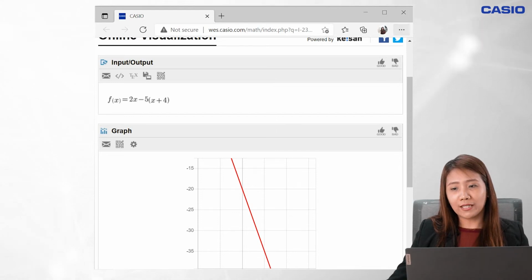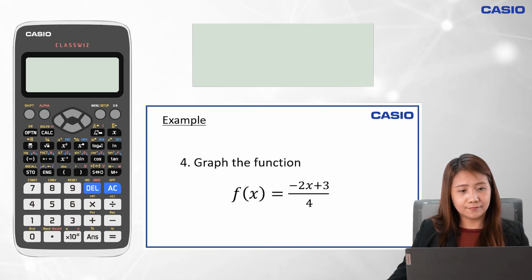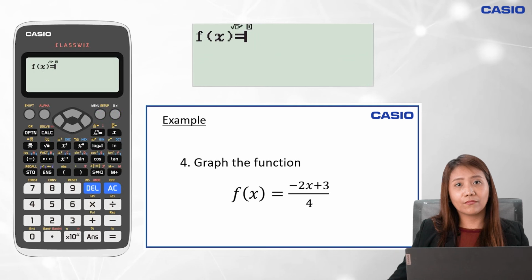And let's have our fourth example. Let's graph the function f of x is equal to the quantity negative 2x plus 3 over 4. First, we press Menu and 9. And we input the function.